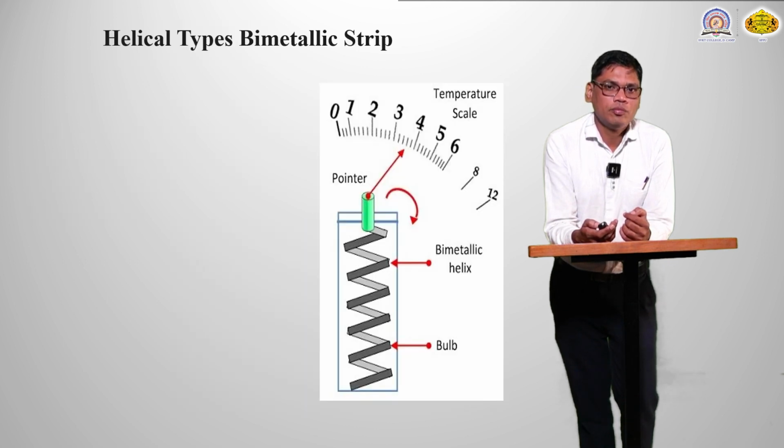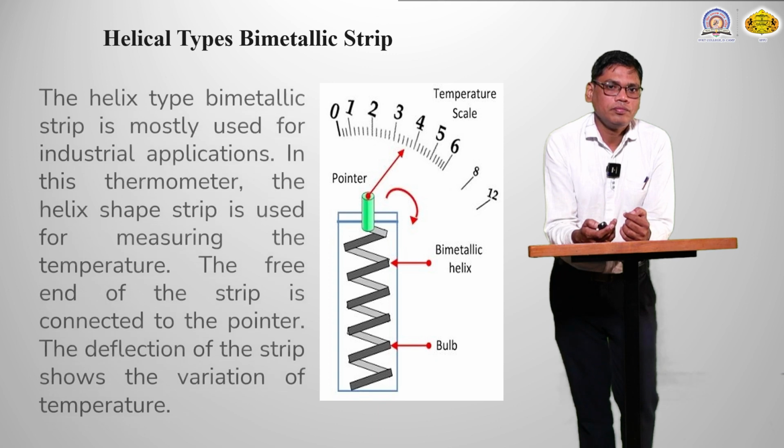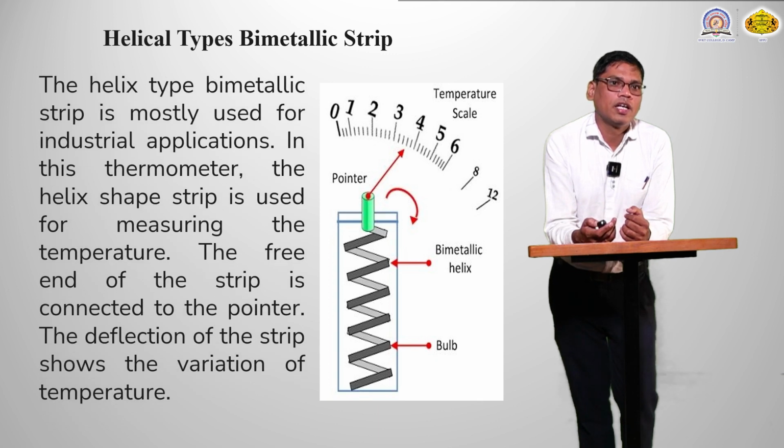Next is the helical type thermometer. The helix type bimetallic strip is mostly used for industrial applications. In this thermometer, a helix shaped strip is used for measuring the temperature. The free end of the strip is connected to a pointer, and the deflection of the strip shows the variation of temperature as shown in the figure.